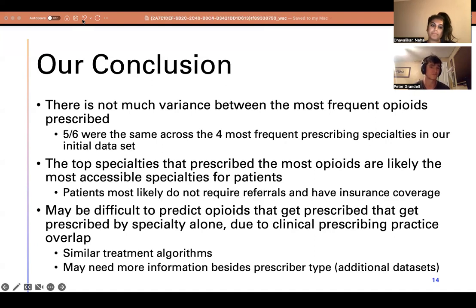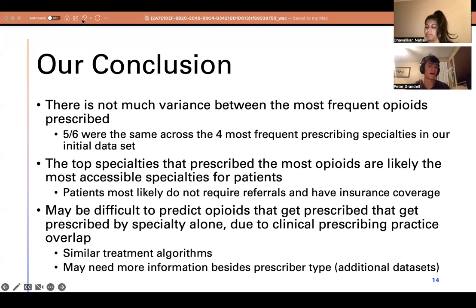The top specialties prescribing the most opioids may have resulted from this because they are more than likely the most accessible specialties for patients. This is due to the specialties being things like family practice, internal medicine, NPs or PAs, where patients may not need a referral, their initial visits may be more likely to be covered by insurance, and it may be easier for patients to access care from these specialties as well.